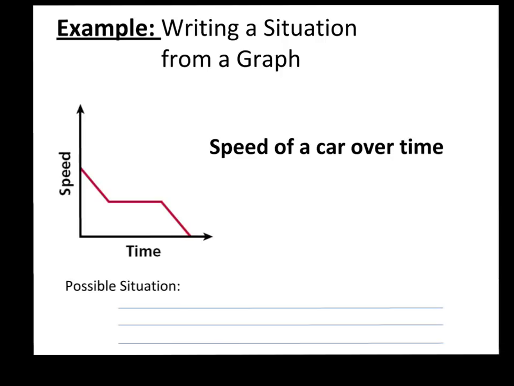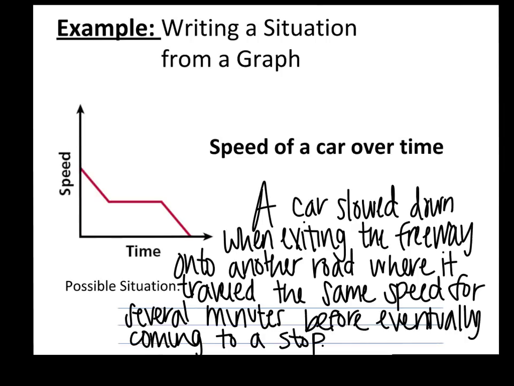So that's what we're going to write, something along the lines of this. Car slowed down when exiting the freeway onto another road where it traveled the same constant speed for several minutes before eventually coming to a stop. So that situation would fit with the graph that we see.